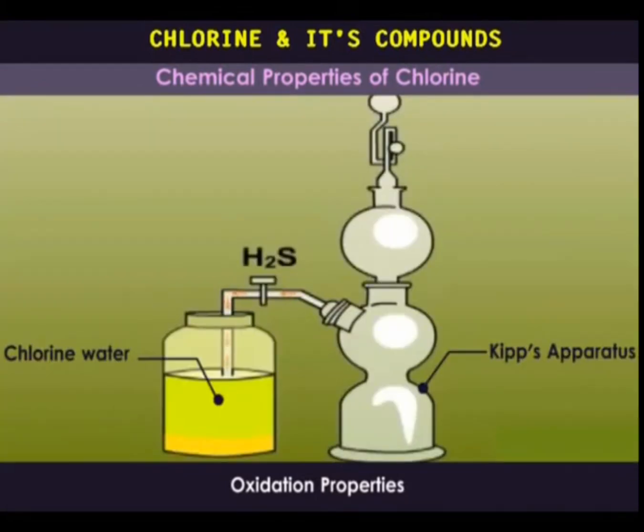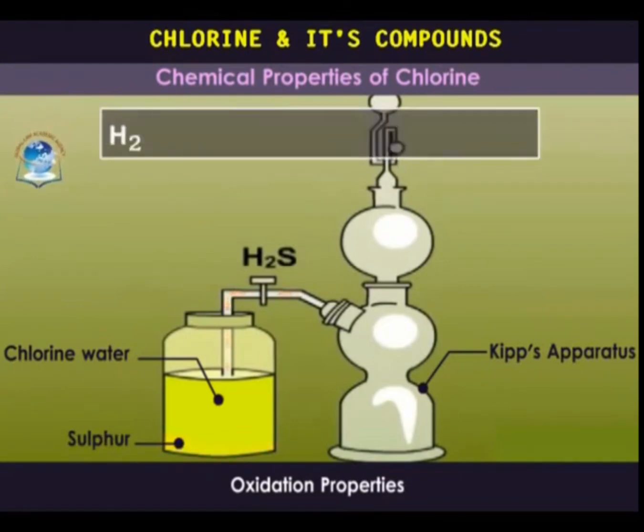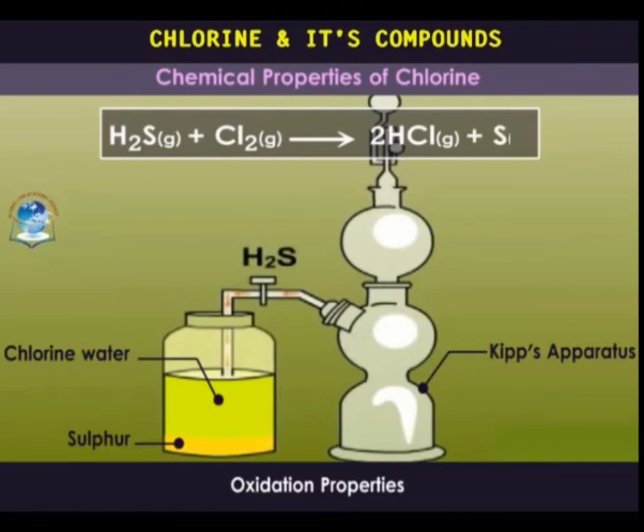Again, when a gas jar of hydrogen sulfide is inverted over a jar of chlorine, a yellow deposit of sulfur and steamy fumes of hydrogen chloride are seen. Here, chlorine is reduced to hydrogen chloride and hydrogen sulfide is oxidized to elemental sulfur.